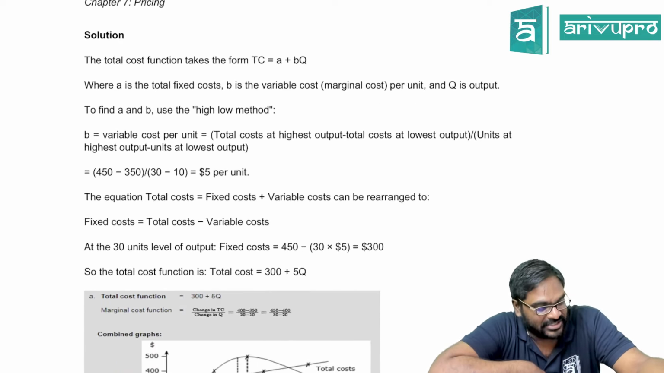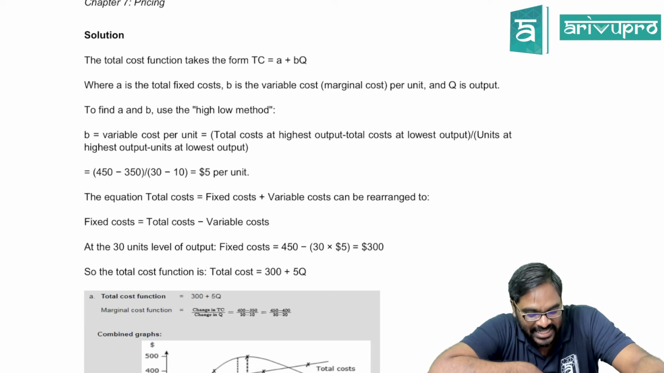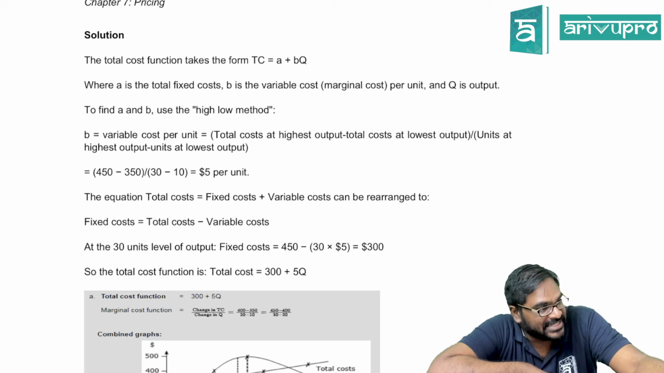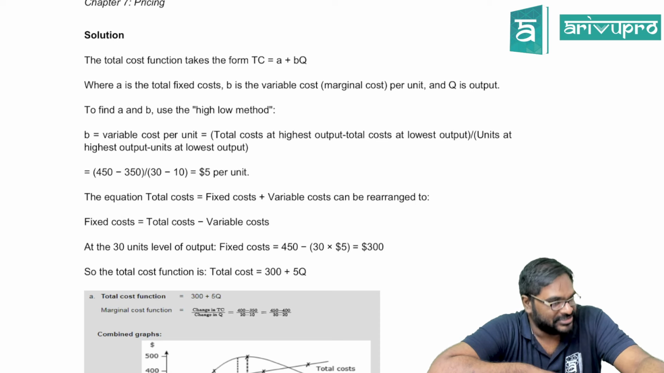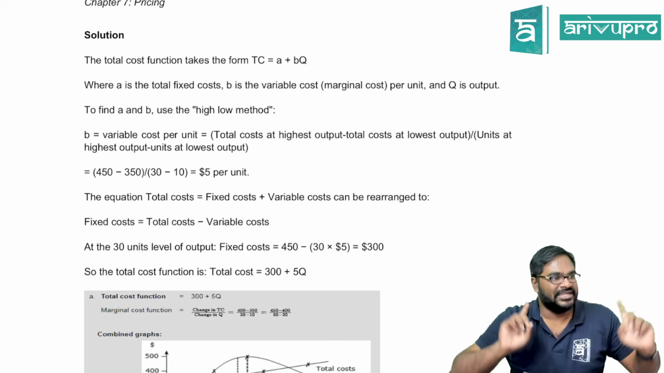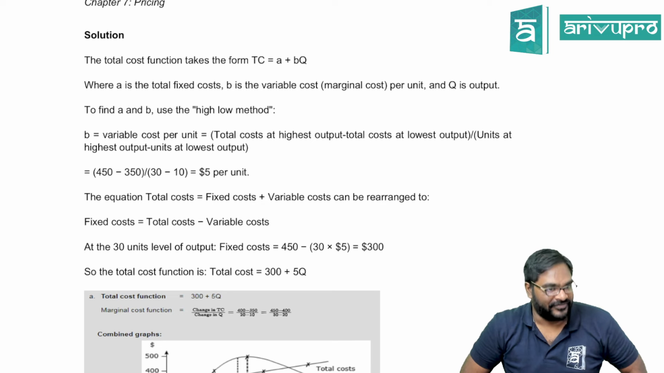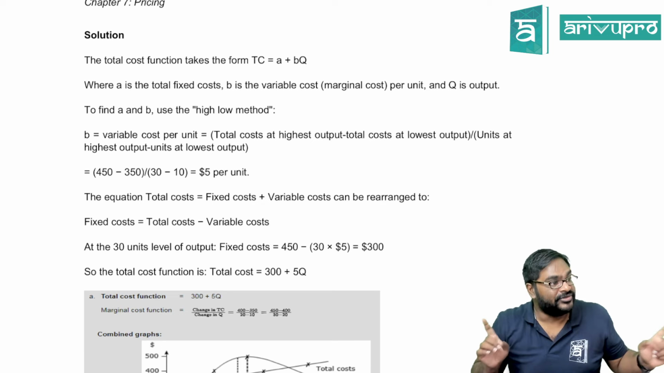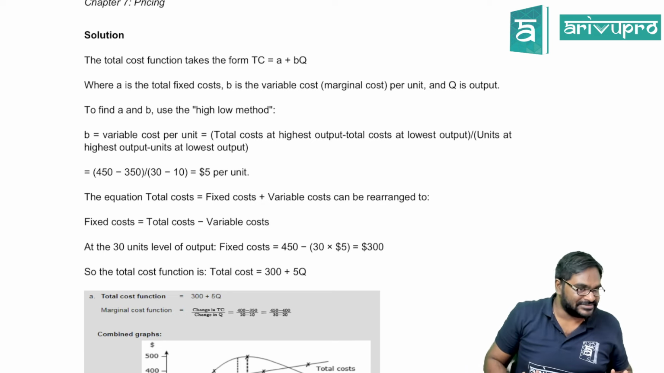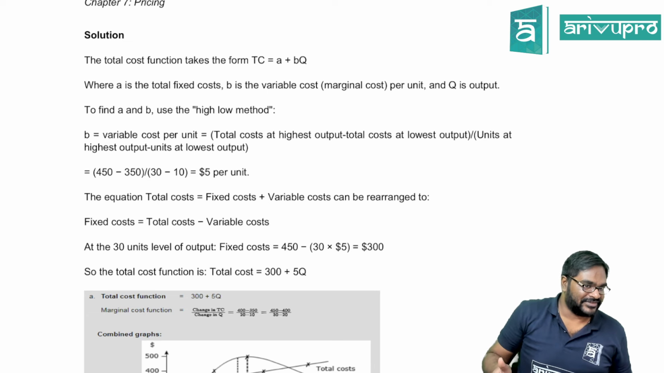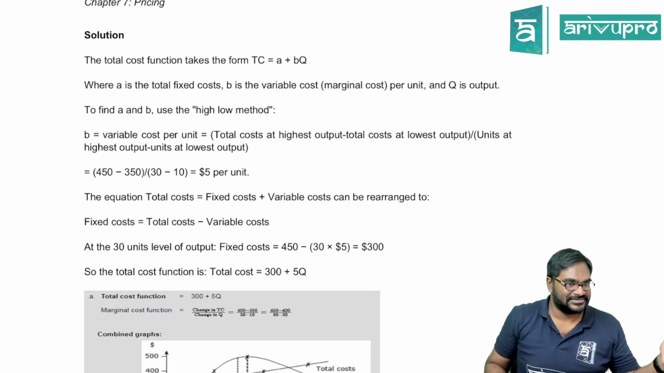So the shortcut or the high-low method would be the total cost at the highest output minus total cost at the lowest output, divided by units at the highest output minus units at the lowest output. So we are getting the movement of cost divided by movement of units. Are we clear? Kaushik, are we good? Sujan? Right.